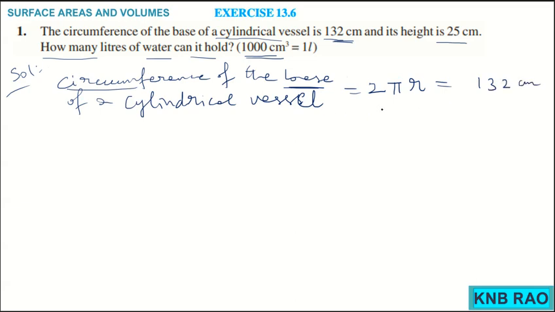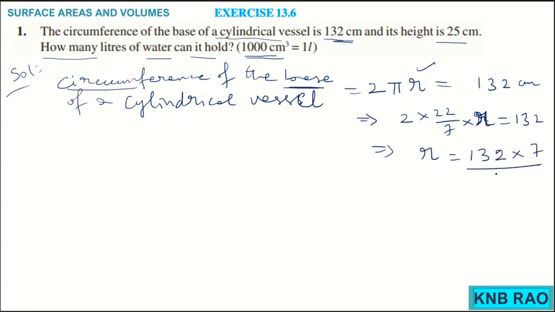Now, on equating this 2 pi r and 132, I can get the value of r, because 2 into 22 by 7 into r equals 132. On simplifying this, r equals 132 into 7 by 2 into 22, where this transposition of 2 into 22 by 7 I did to the other side.